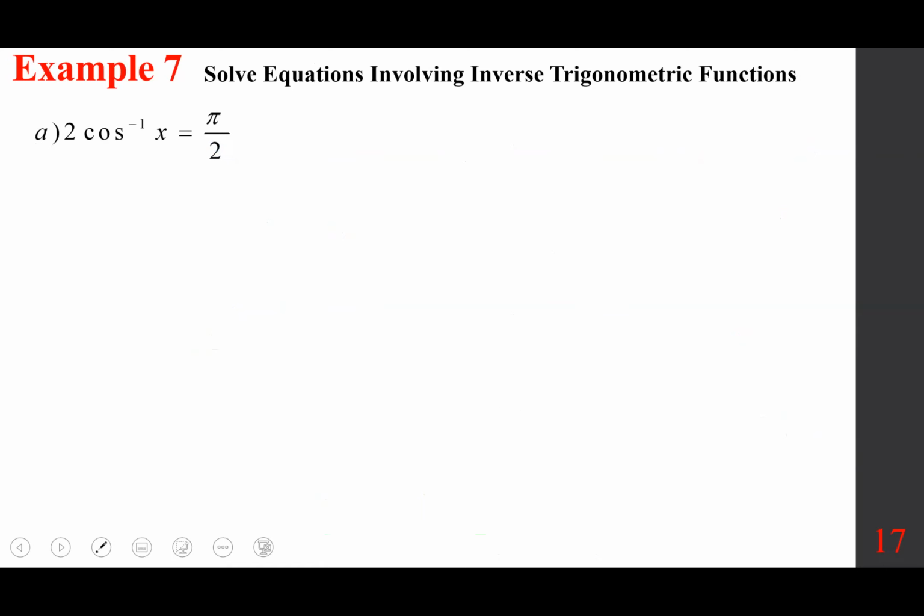All right, we want to solve the equation that involves inverse functions. For example, 2 cosine inverse of x is pi over 2. First, we're going to divide both sides by 2. This becomes pi over 4. So now we say cosine inverse of x is pi over 4. That means x is cosine of pi over 4. And cosine of pi over 4, we know it to be square root of 2 over 2.